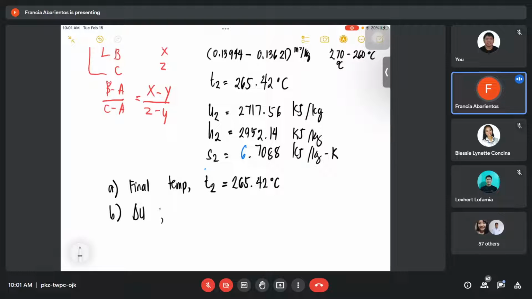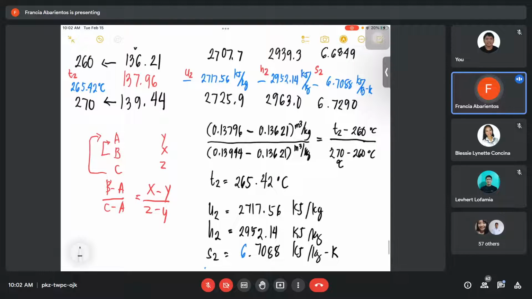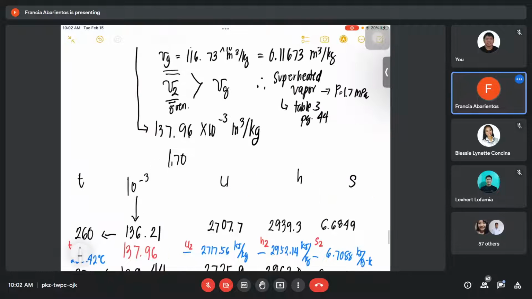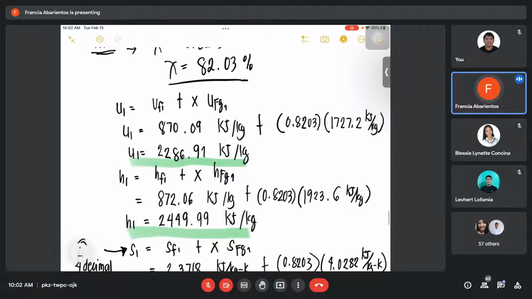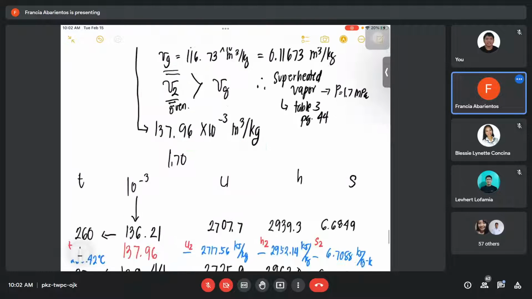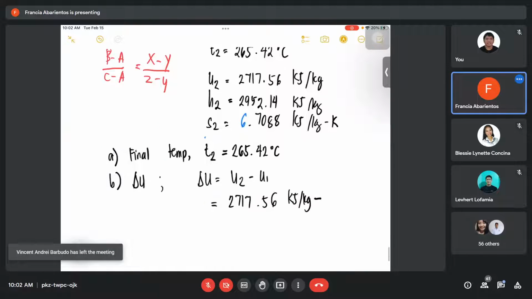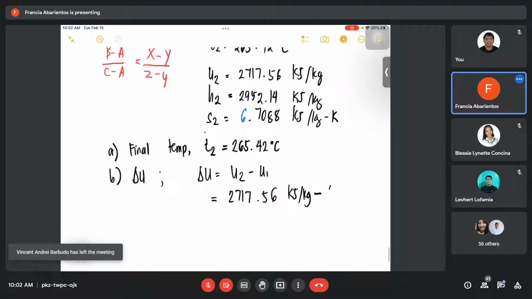Okay, in letter B, find the change in internal energy. So, the change in internal energy is equal to U2 minus U1. U2 is 2717.56 kilojoule per kilogram minus U1. Balikan ni ma'am. Ay, hindi natin sinolve. Ayun, 228691. 22. Ayan. Pakisolve nga. What is the change in internal energy?